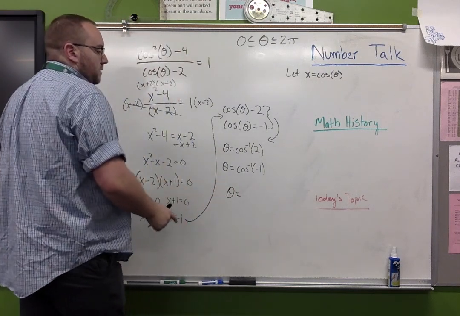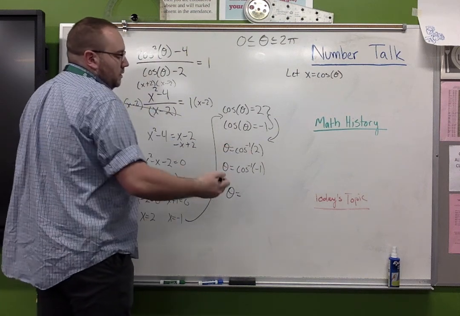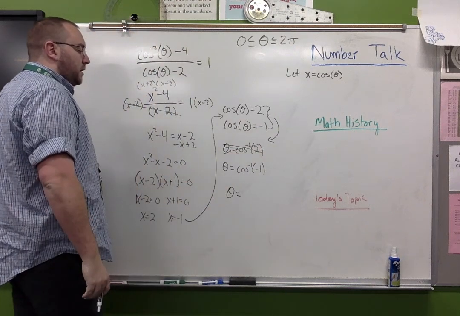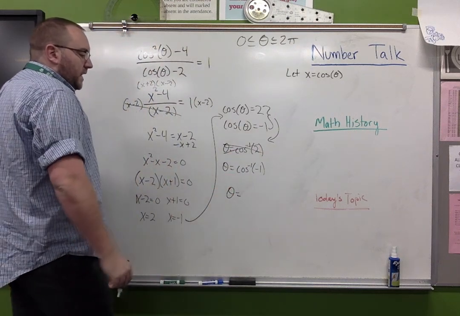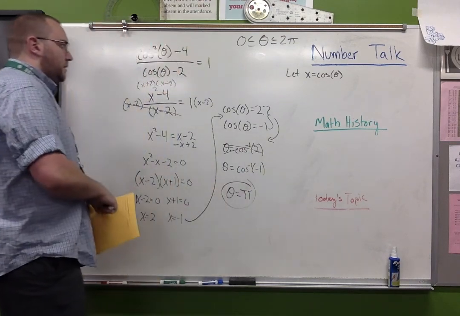Theta equals, well here, what angle can you take the cosine of to get 2? None of them, right? Amplitude is 1. So that's an extraneous solution. I'm not going to use it. Then here, what angle do I take its cosine and I get negative 1? Pi. And there's your answer.